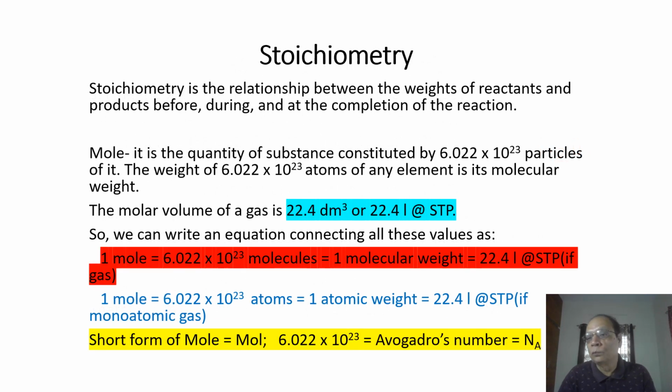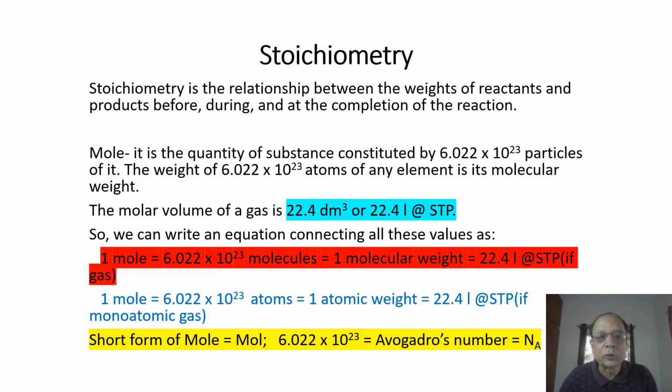Now comes stoichiometry. Stoichiometry is the relationship between weights of reactants and products before, during, and at the completion of the reaction. Mole. It is the quantity of substance constituted by 6.022 into 10 to the power 23. Some books take it as 6.023, but I have checked on Google, and in IB textbooks it is 6.022 into 10 to the power 23 particles.